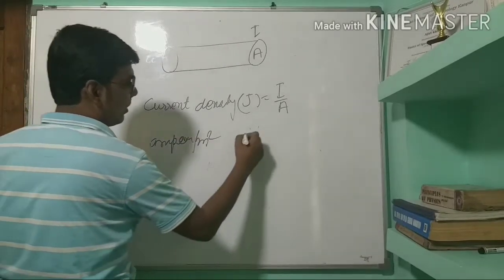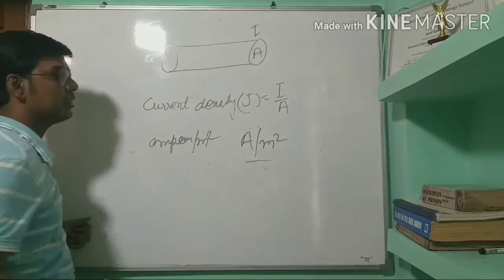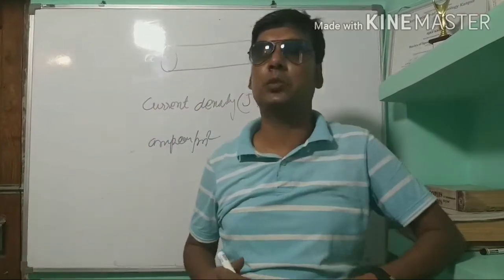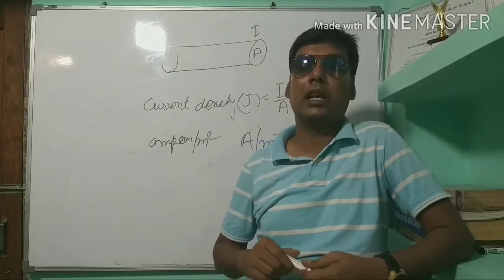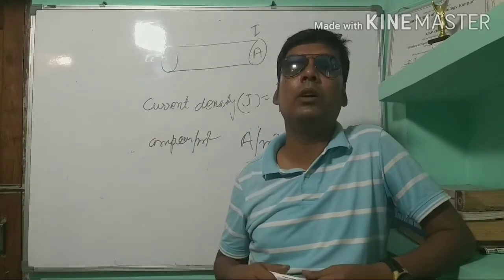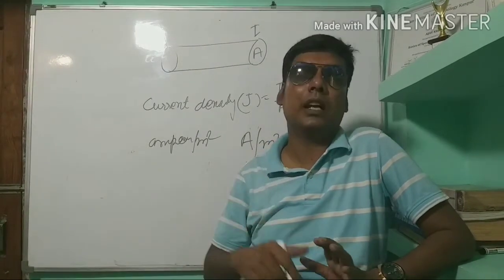The unit of current density is ampere per meter square. The current density is a vector quantity. The direction is in the direction of motion of positive charge, or in the direction of the flow of current.